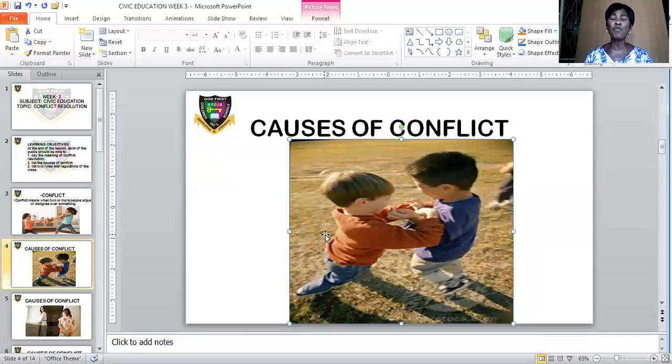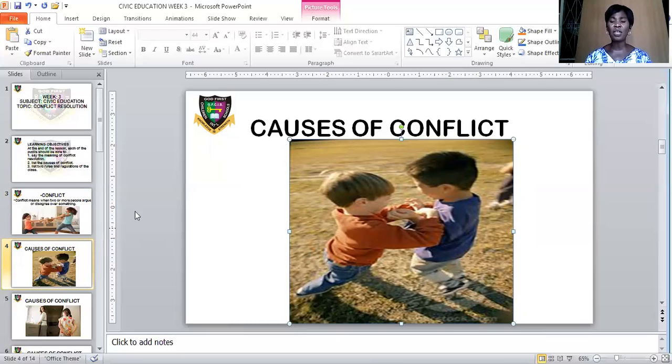So instead of pushing each other, you can just do it turn by turn. If you want to pass, you say, excuse me, please, excuse me, and you pass. Or if you want to do something, you do it. It's not for you to be pushing each other. Pushing each other can cause conflict.